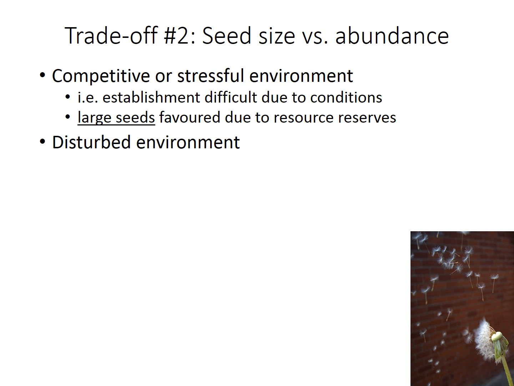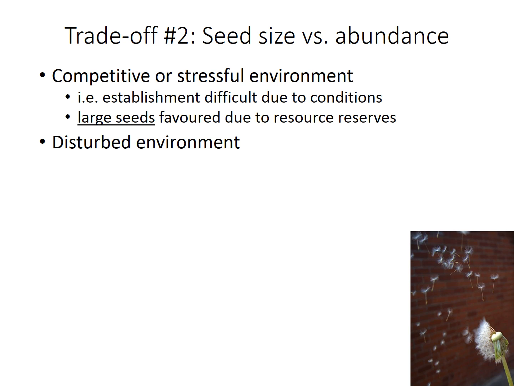In competitive or stressful environments, we know that establishment is going to be difficult. If it's competitive, the plant will have to fight for resources. If it's a stressful environment, the plant is going to have to survive long enough to establish a good root system or enough leaves above ground to access resources. Therefore, in these environments, large seeds will give the plant a better chance of reproducing because of those resource reserves that let it survive until conditions get better or until it becomes more competitive.